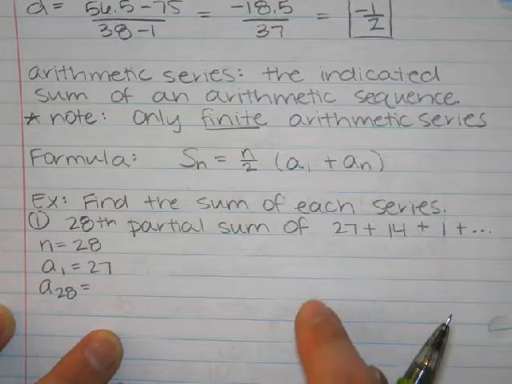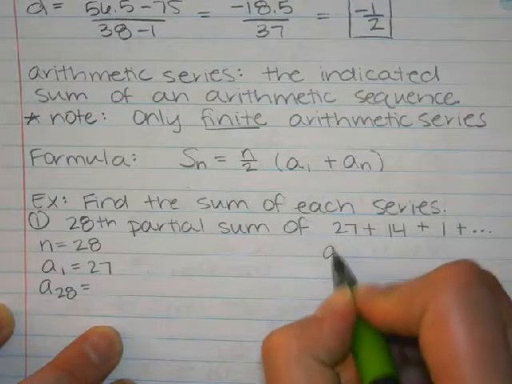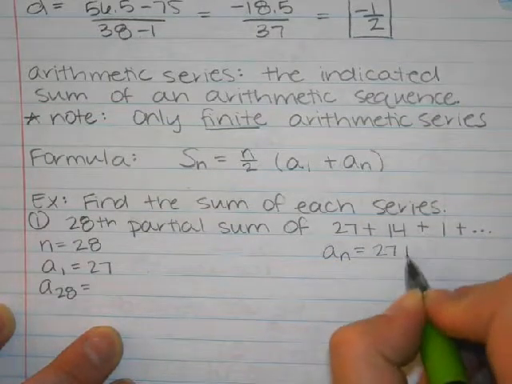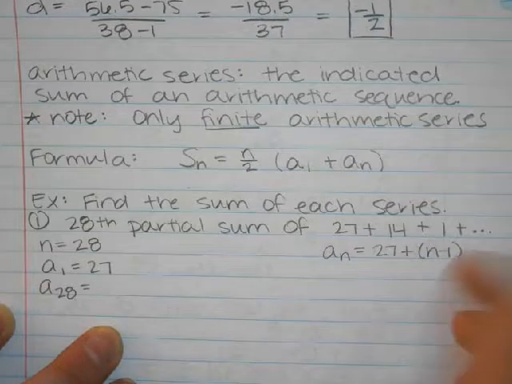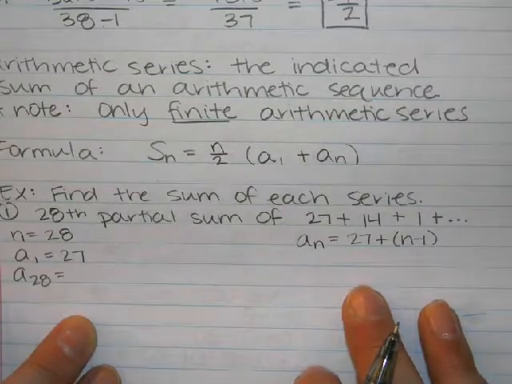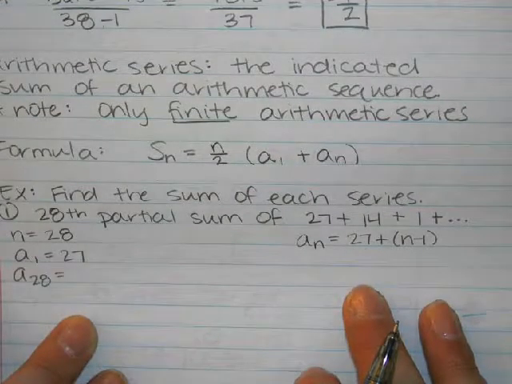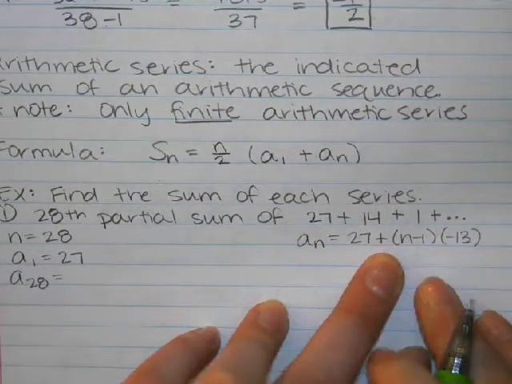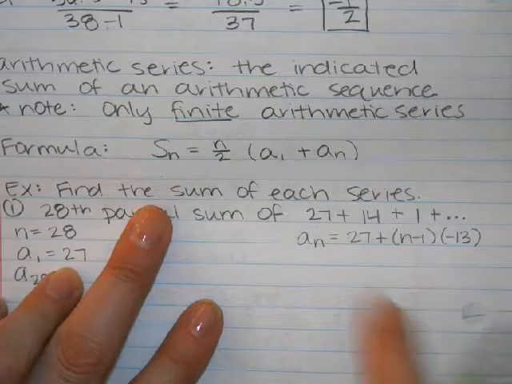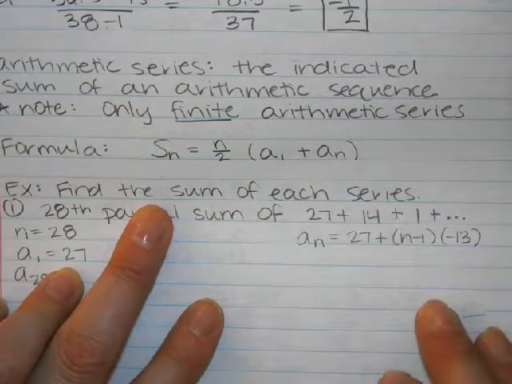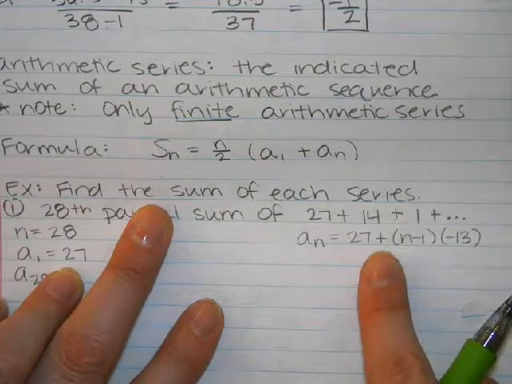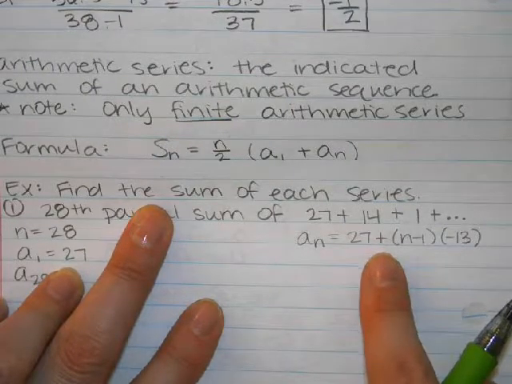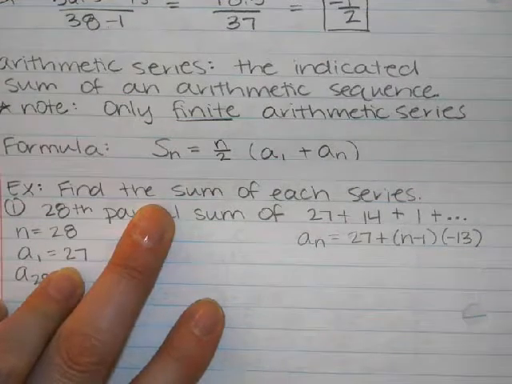Okay? So if I was to write this sequence out, I would say I've got my first term, which is 27, plus n minus 1 times, what's the d value here? Negative 13. So there's my formula for finding any specific term of the sequence. And now if I want the 28th term, I can just plug in 28. So go ahead and grab your calculator, plug in 28, tell me what you get.